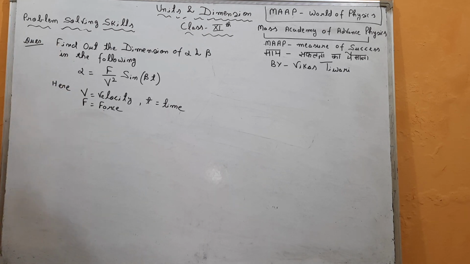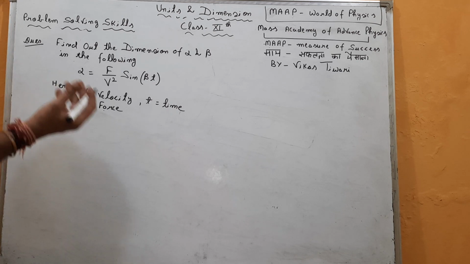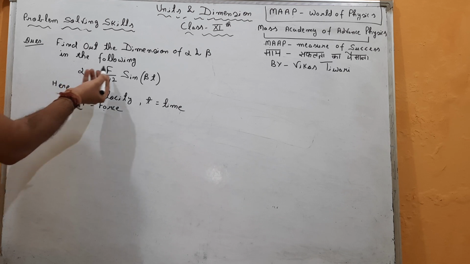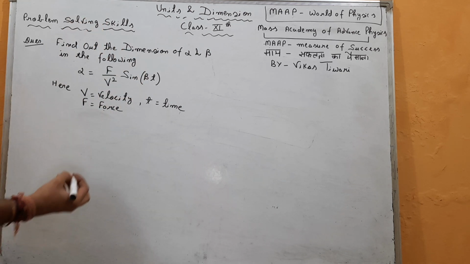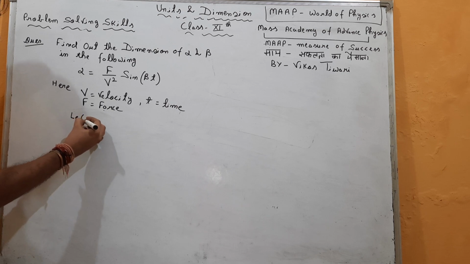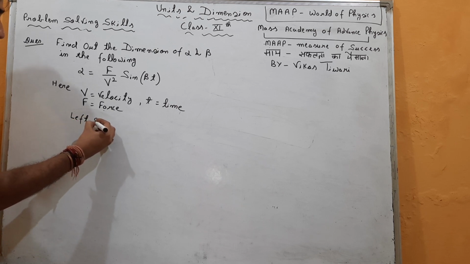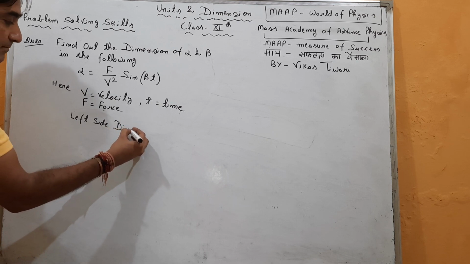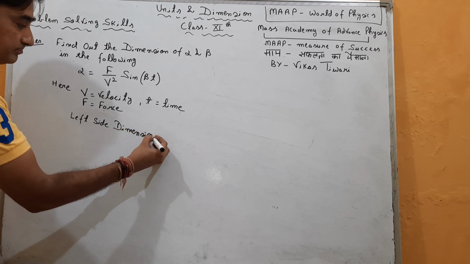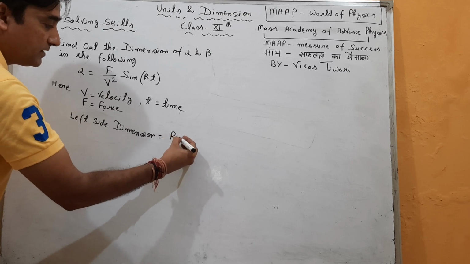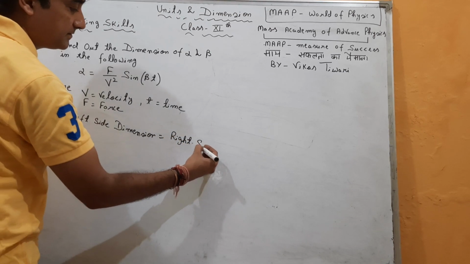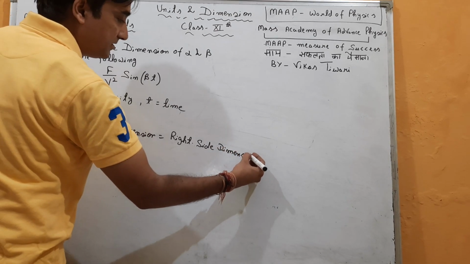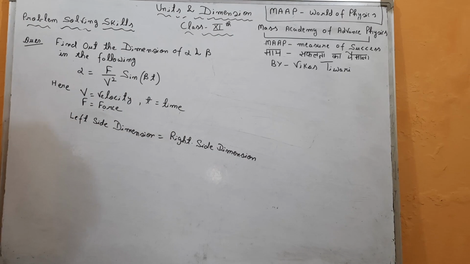First of all we should know the principle of homogeneity, that is, the left hand side dimension is equal to the right hand side dimension, whatever the physical quantities are.